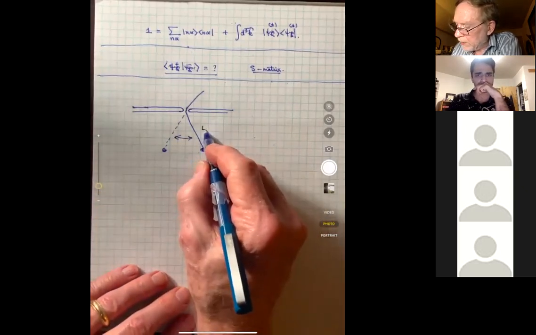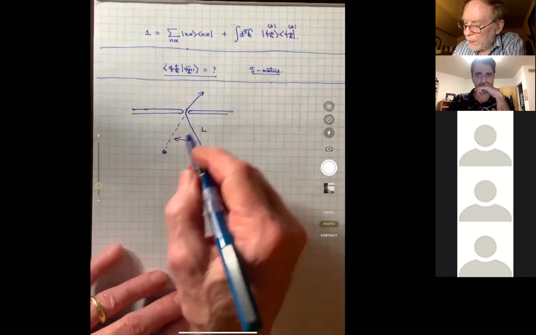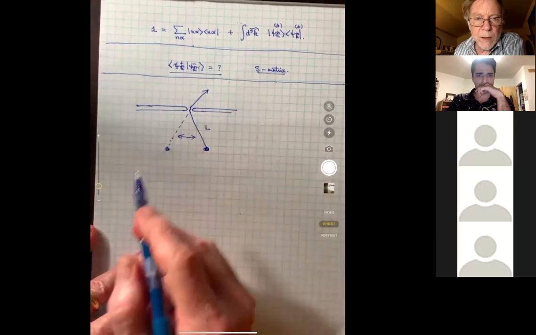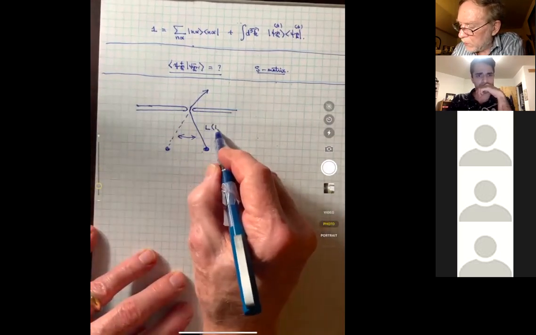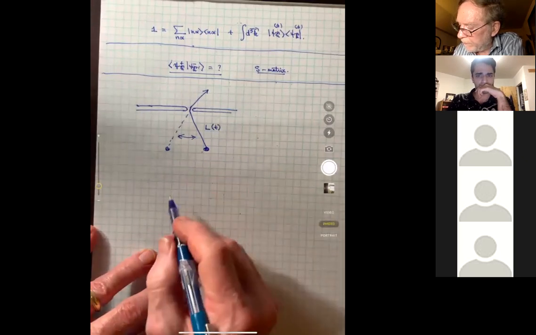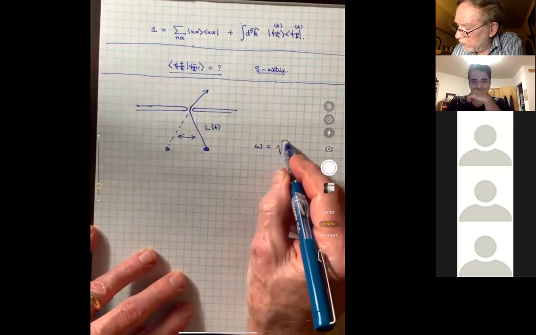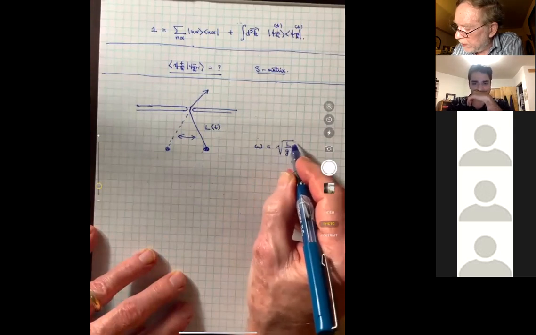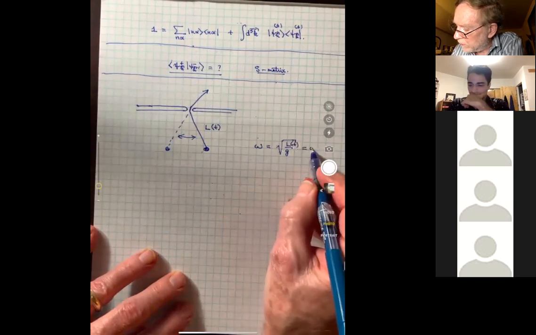The pendulum has a length L, but there's somebody in the upper room who can pull on the rope and thereby change the length of the pendulum, so L becomes a function of time. Now, the standard formula for the frequency of a pendulum is the square root of g over L, g being the acceleration of gravity. So if L is a function of time, then omega is also a function of time.